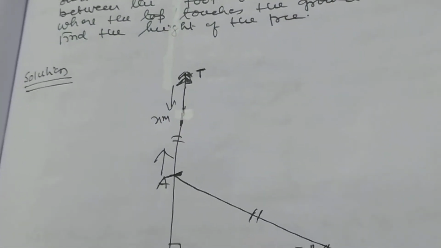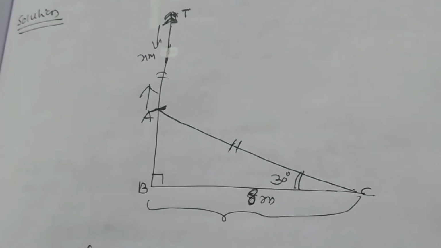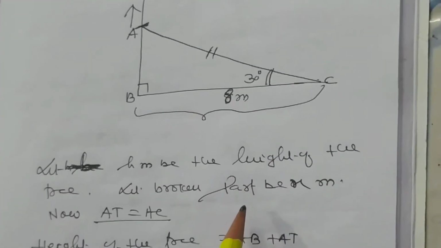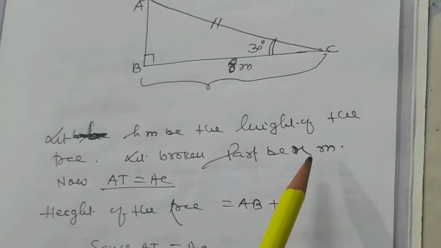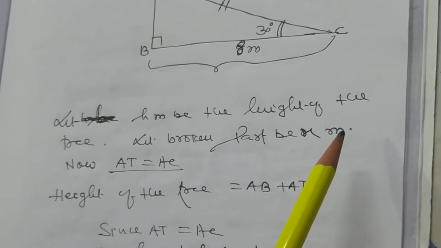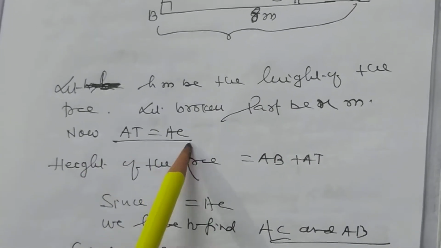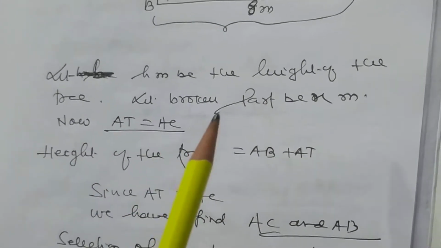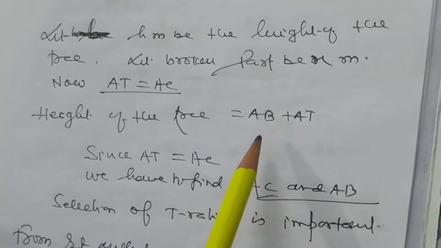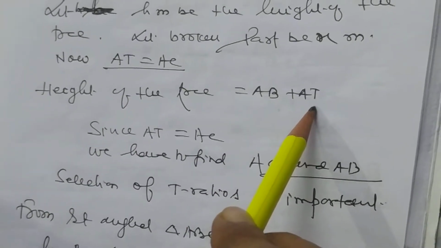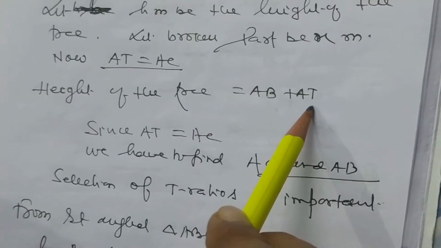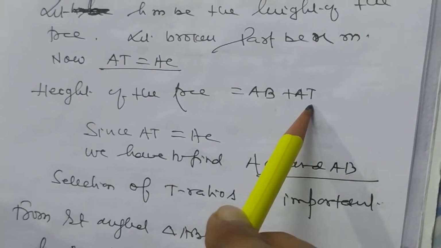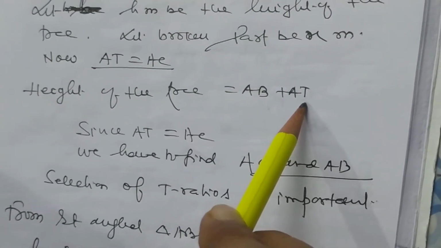Let h meter be the height of the tree. Let bottom part be x meter. Now AT is equal to AC. Height of the tree is equal to AB plus AT. Question is, how will you find AT? That is AC.